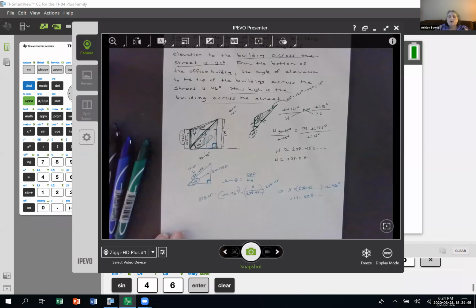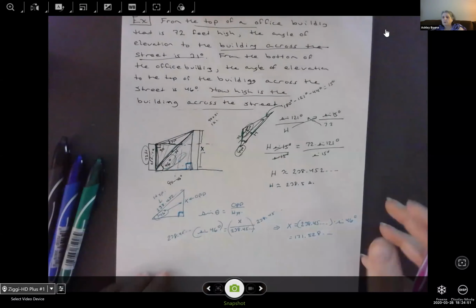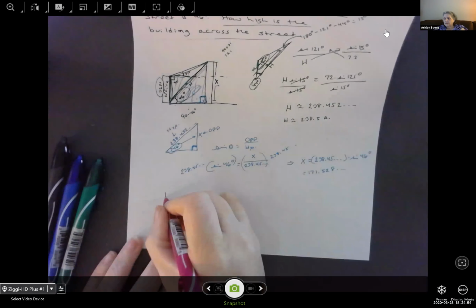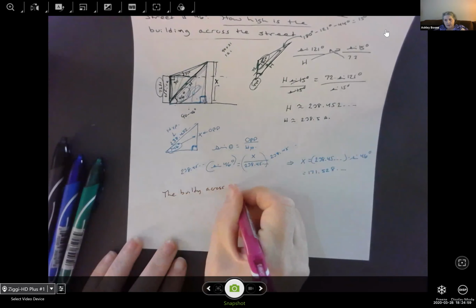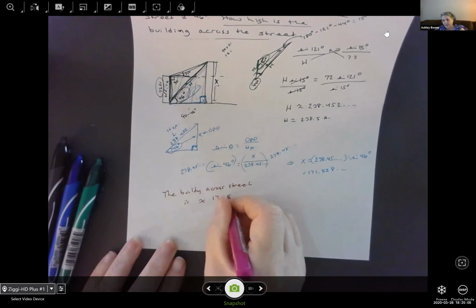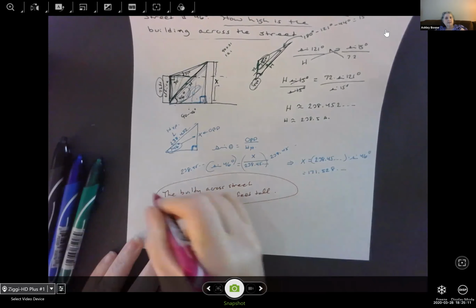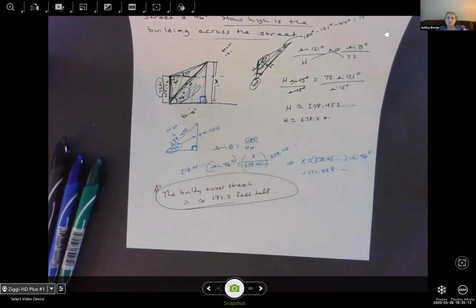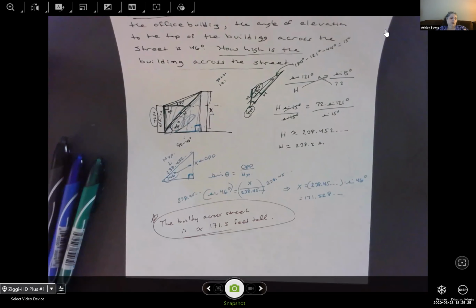So for this problem, the building across the street is approximately 171.5 feet tall. Okay. And there's our answer. So again, we can use law of sines. Sometimes you can pull in your trig ratios and it would help. If you have an application problem, lots of times a sketch will really help you see what's going on.